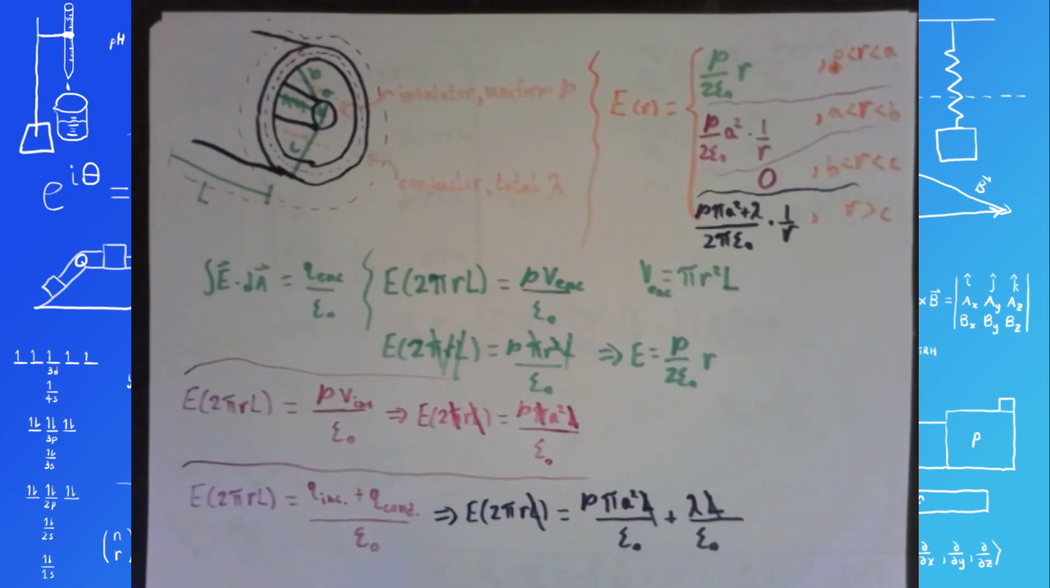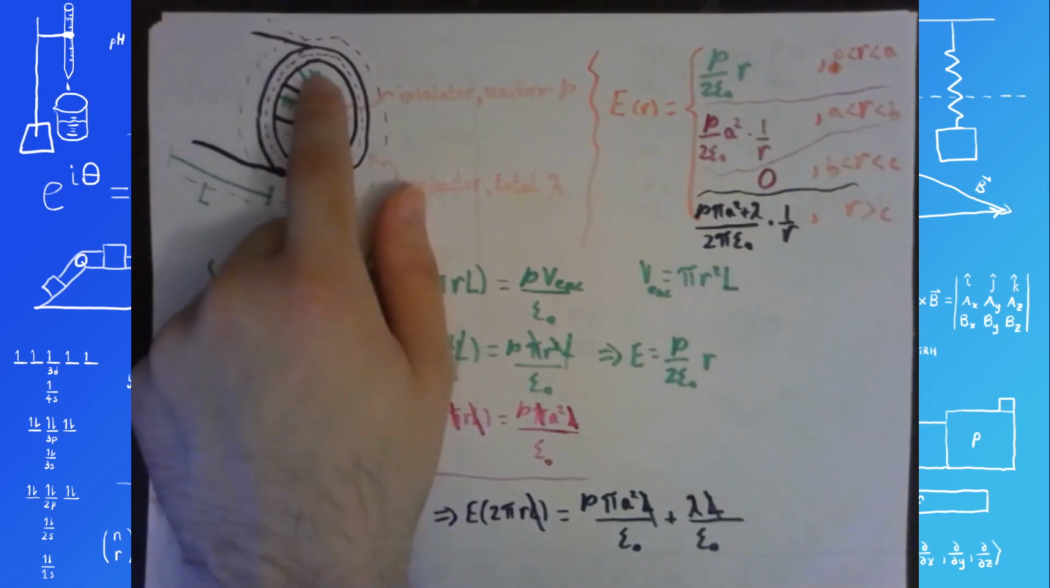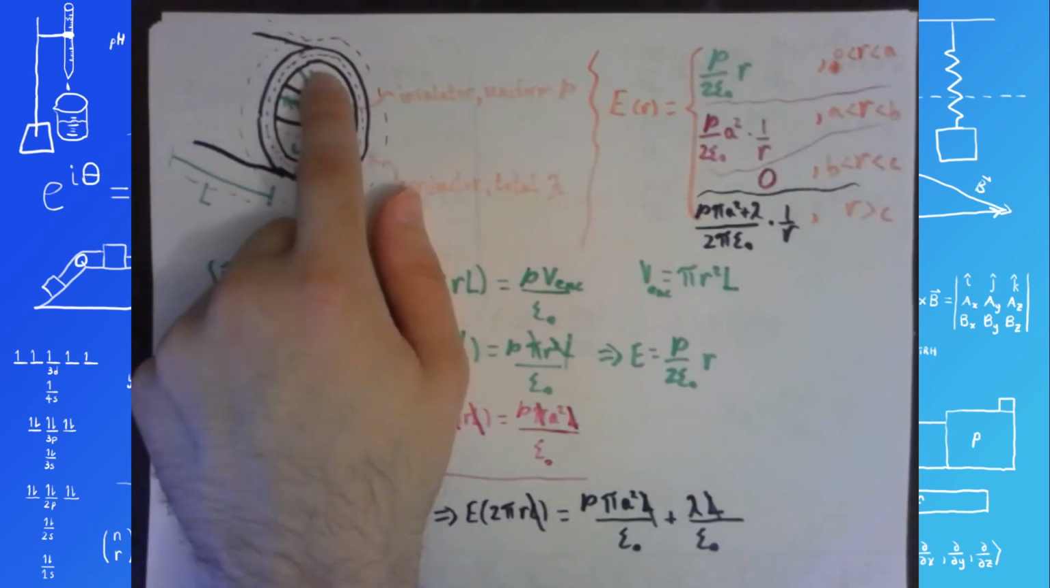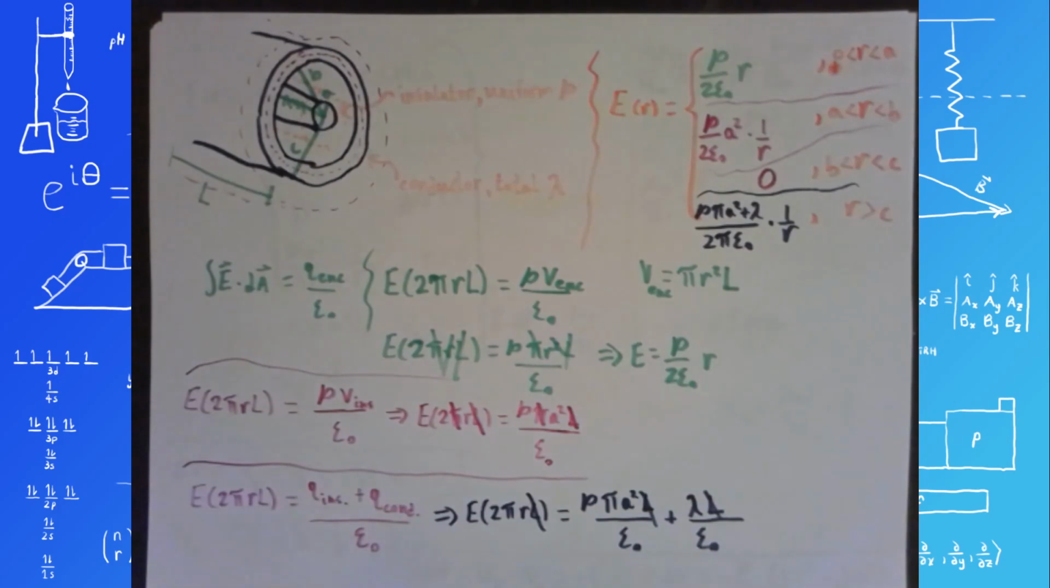And there we go. I could ask the bonus question of determining what the linear charge density is on the inner surface of the conducting cylinder versus the outer surface. But I think we can skip that just for the interest of time.